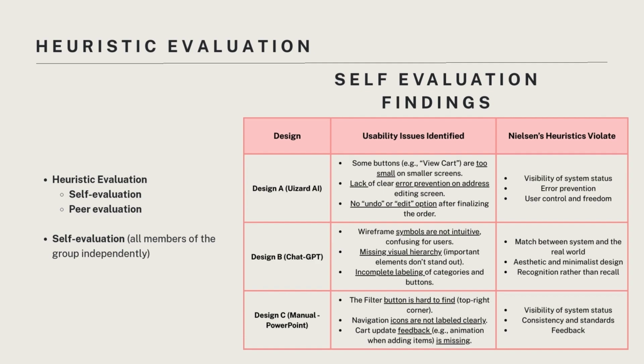Finally, Design A has three different Nielsen's heuristic violations: visibility of system status, error prevention, and user control and freedom. Design B also had three: match between system and the real world, aesthetic and minimalist design, and recognition rather than recall. Design C also had three heuristic violations: visibility of system status, consistency and standards, and feedback.